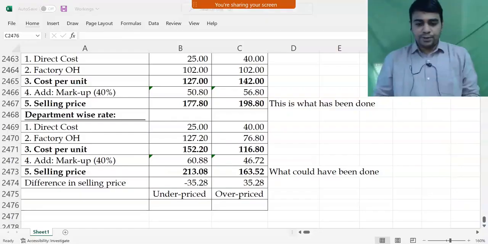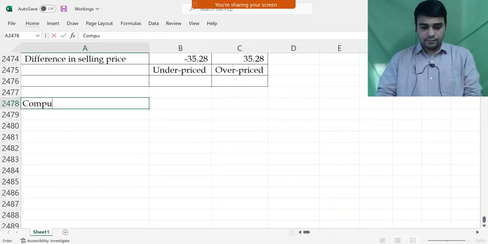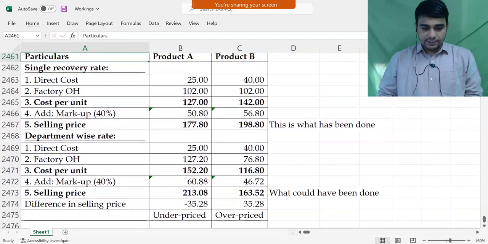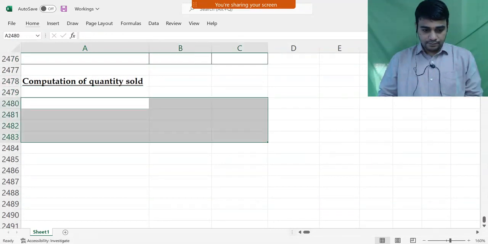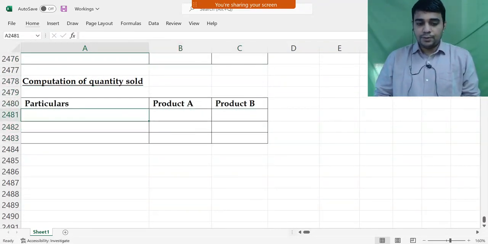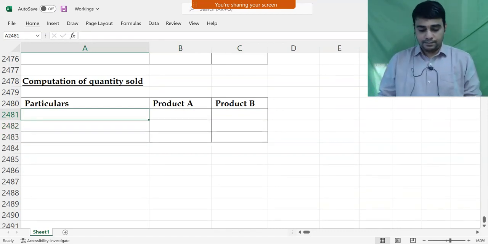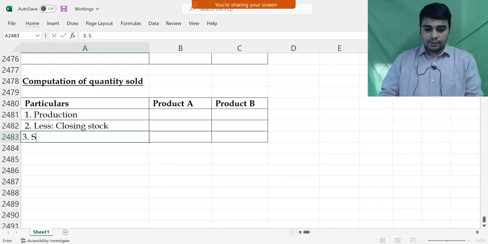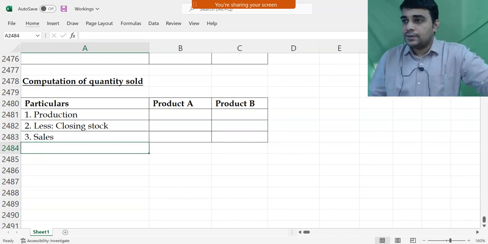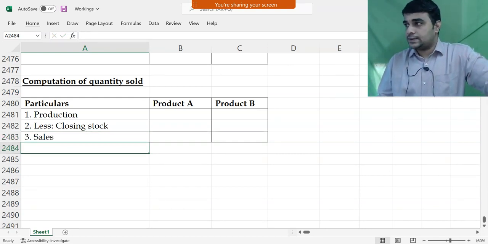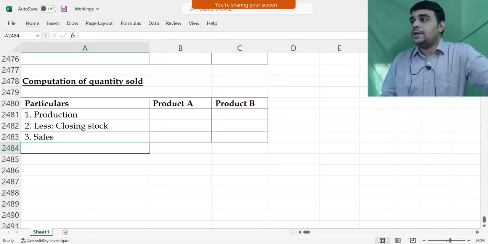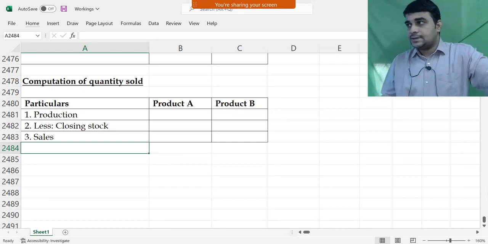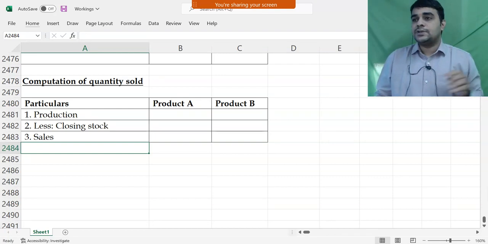Then computation of quantity sold. Particulars, product A, product B. Production less closing stock. Your sales plus closing stock is production. So once I subtract closing stock from the production, I'll get to know sales. Whatever I've produced, whatever is there in stock, the balance is sold by the company. Production less closing stock is sales.